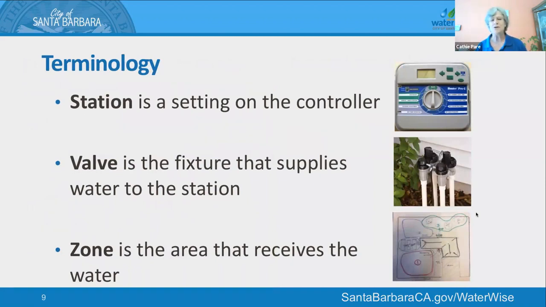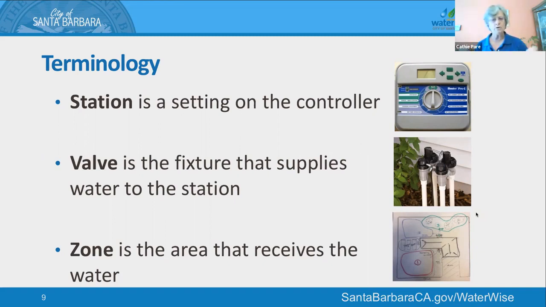So the basic terminology: a station, a valve, and a zone. You'll hear those interchangeably. A station is a setting on the controller. Almost every single controller will have station runtime. The valve itself is the actual water fixture that supplies water, and it connects by wiring to the irrigation controller. So the station on the controller will say, turn on valve number 1.